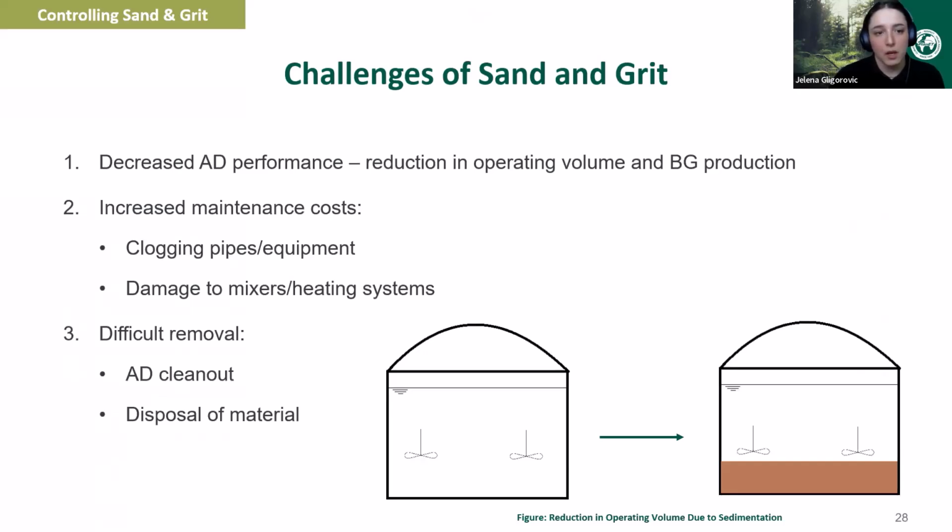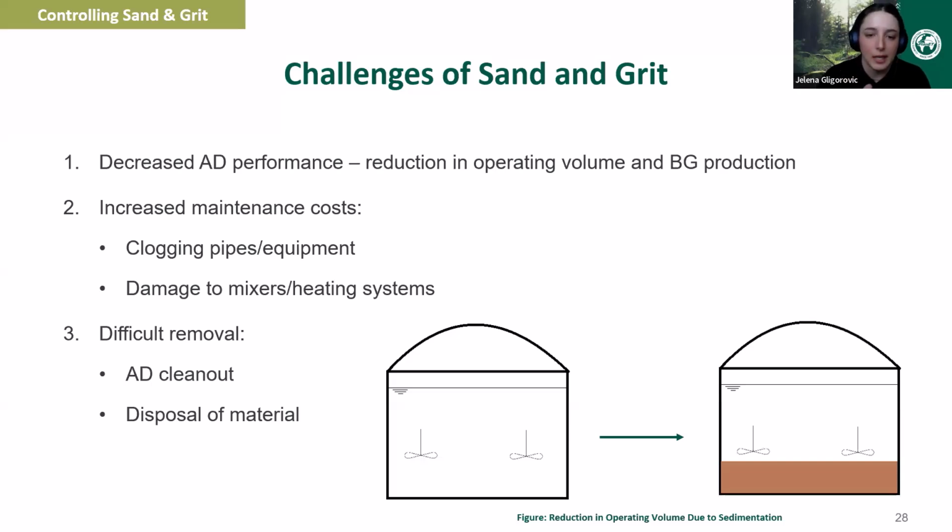So some challenges I want to talk about, the challenges of sand and grit. So sand and grit, I think I touched on before with the sedimentation at the bottom of the digesters. This relates to decreased AD performance. So you get a reduction in your operating volume and therefore your biogas production.